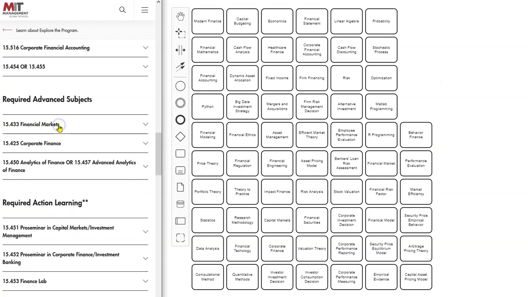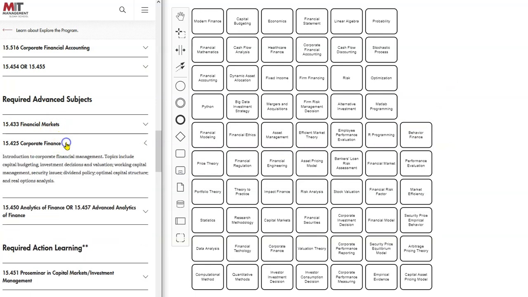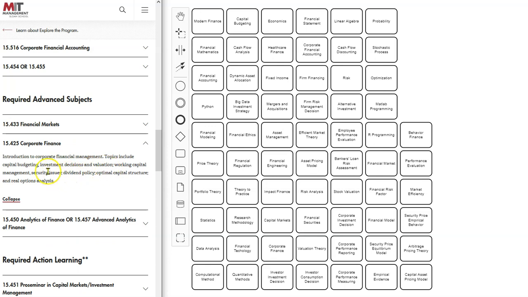Alright, so that's financial markets. Corporate finance: capital budgeting, investment decisions, investment valuation, working capital management, security issues, dividend policy, optimal capital structure, real option analysis. So let's get all those. Now this is the management of corporate financial management at a higher level than the implementation level.